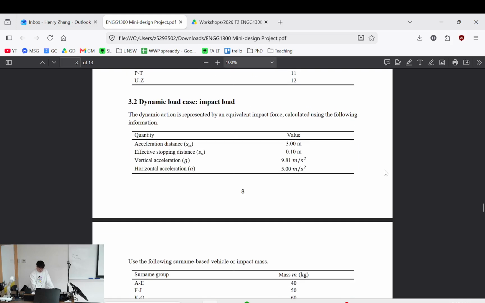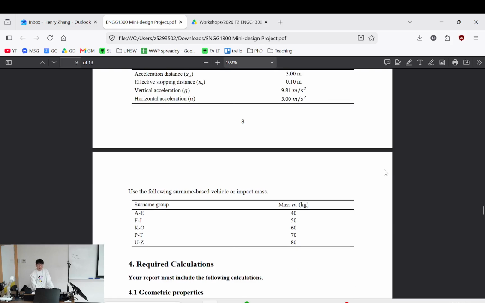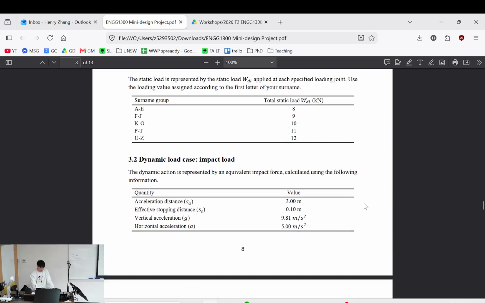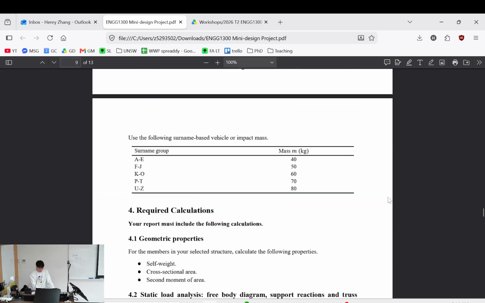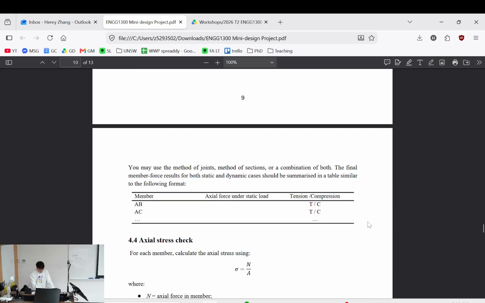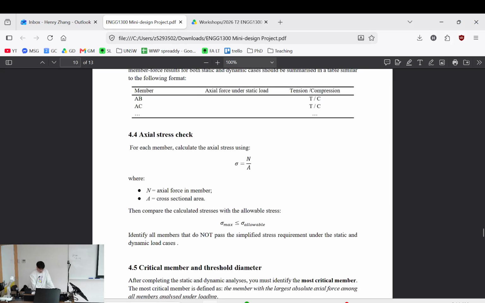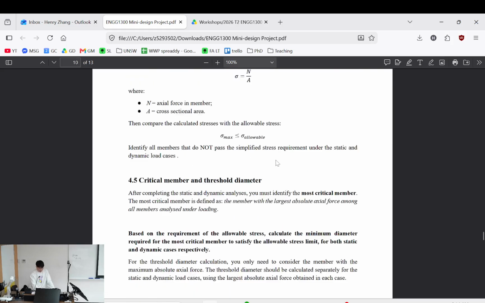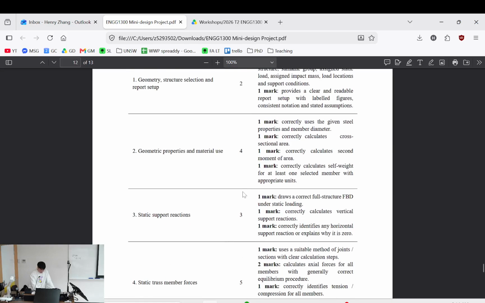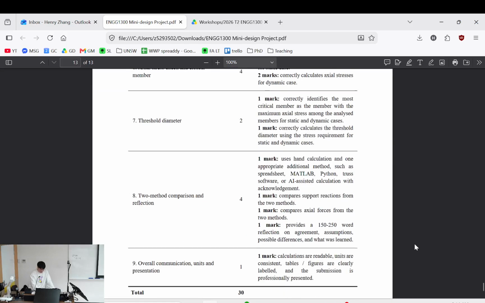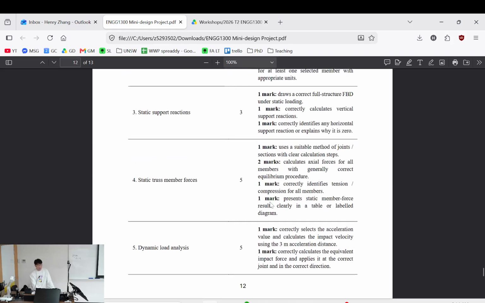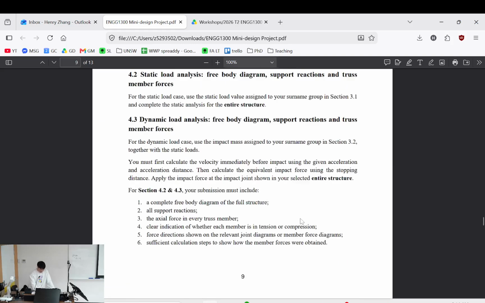And you'll also be doing a space gas analysis. Well, they recommend that you use space gas, but you are allowed to use, I believe, any structural solving software that you would like, as long as you properly reference how you did it in the report. And then you'll also do a quick axial stress check, which we'll talk about later as well. Yeah, anyway, so that's pretty much the assignment. There's also a marking criteria, which you should probably give a good read as well, so that you can make sure you get all the marks you can. So that's the mini design project.